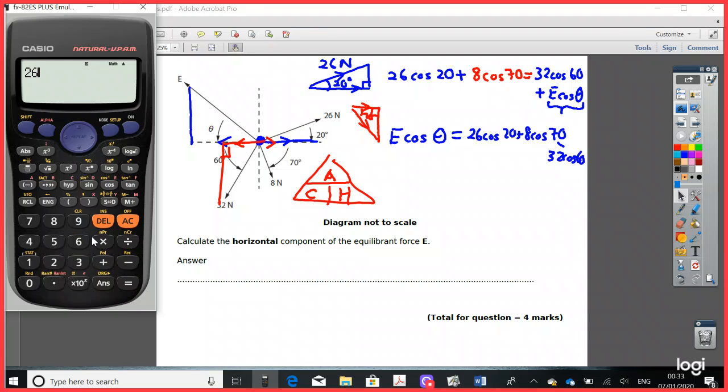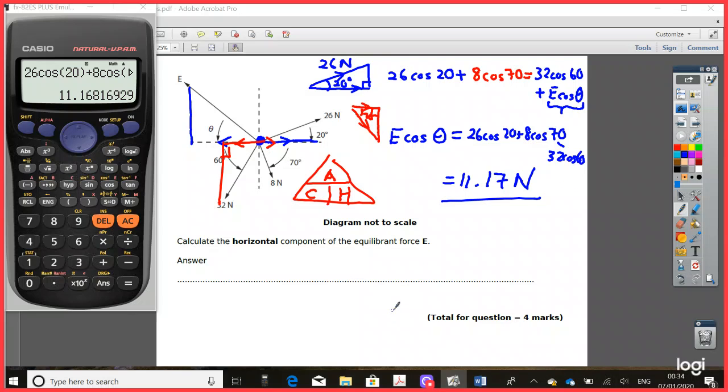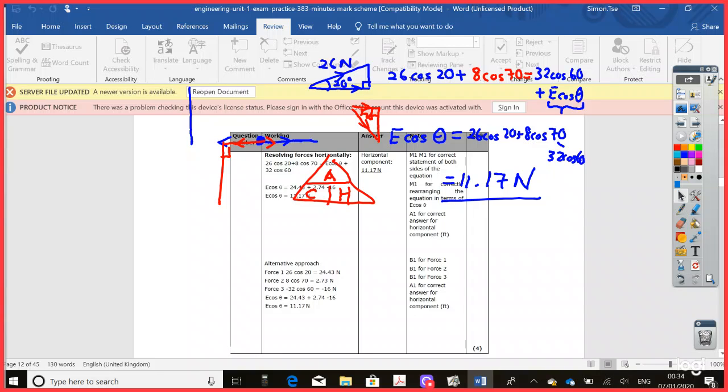So 26 cos 20, close the bracket before you add. This is where you might get a syntax error if you don't close the bracket. And then minus 32 cos 60. That gives 11.168, which gives me 11.17 to 2 decimal places, Newton. So that's it. And that's 4 marks. Is that right? 11.17 Newton.